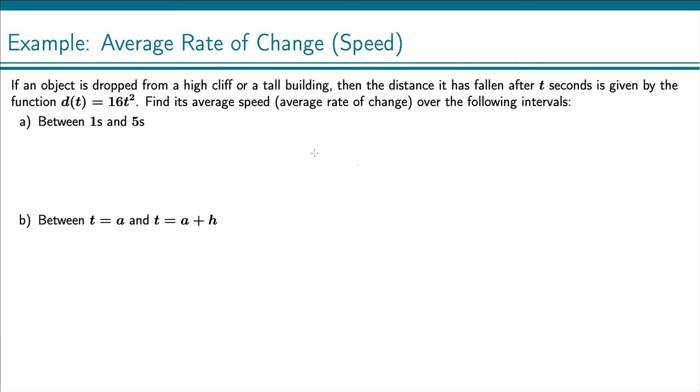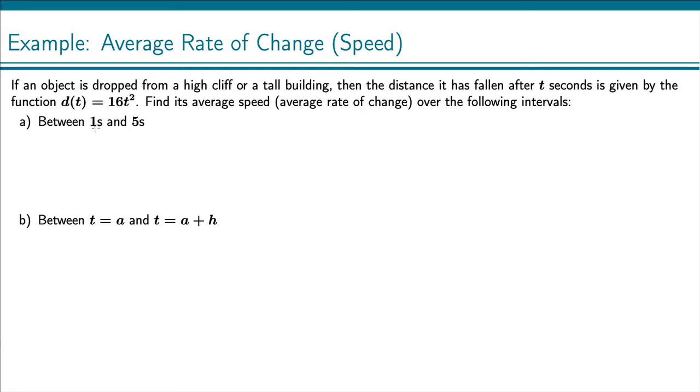If an object is dropped from a high cliff or a tall building, then the distance it has fallen after t seconds is given by this function, d of t equals 16t squared. We want to find its average speed, or average rate of change, over these intervals.